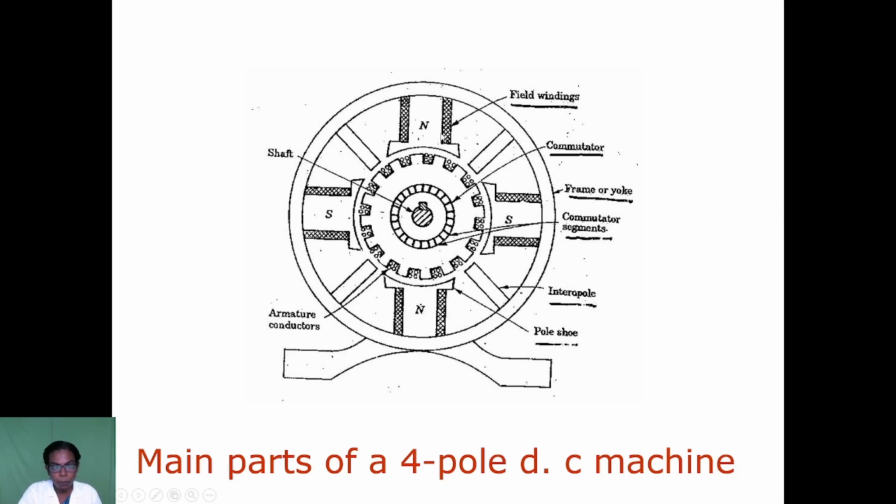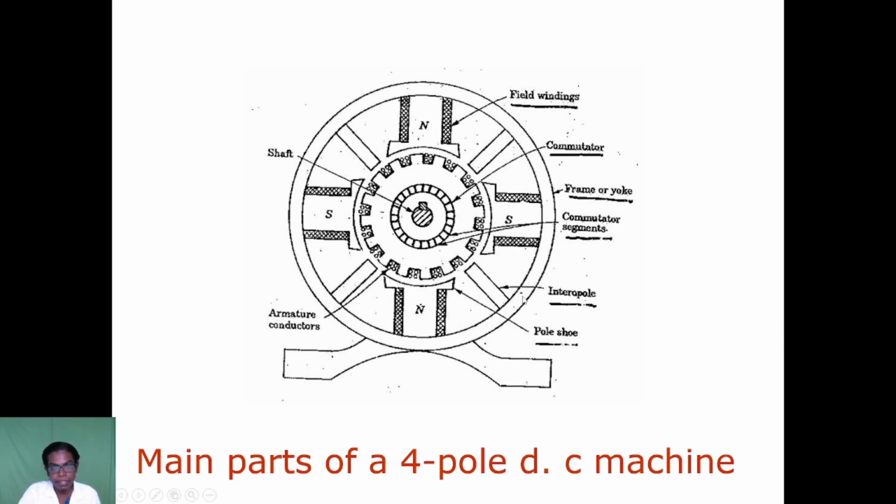The four poles mean north, south and also north, south. On the north pole, the field winding is placed on the pole core, and this is the pole shoe. The pole shoe spreads the flux to every part. The commutator reverses the current from positive to negative, that is, for the switching operation. And the frame is only for mechanical support.